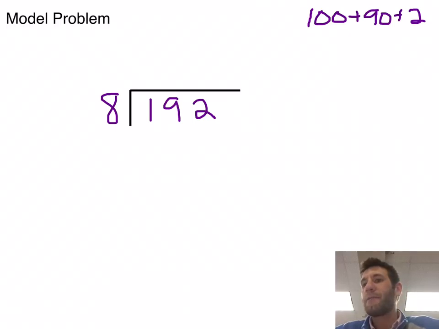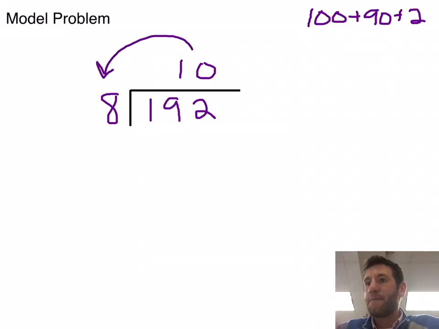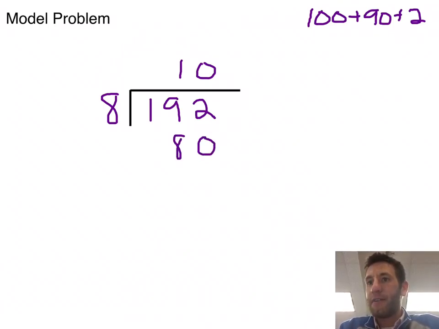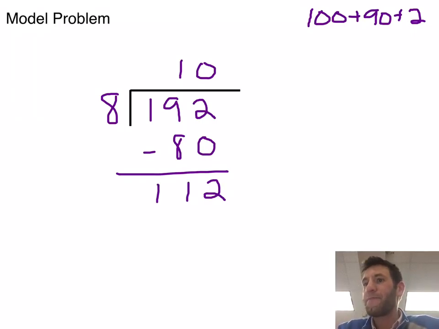So I'm going to begin with how many 8s are in 100, like I put right here. And I know that there are at least 10 groups of 8. So today what I'm going to do is I'm going to put the 10 up here, okay? And then I'm going to multiply 10 times 8, and I'm going to write 80, the same way as the last video. And I'm going to do the same subtraction, okay? So I get 2, 1, and 1, so I have 112.